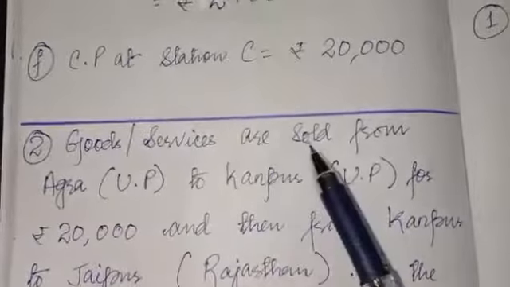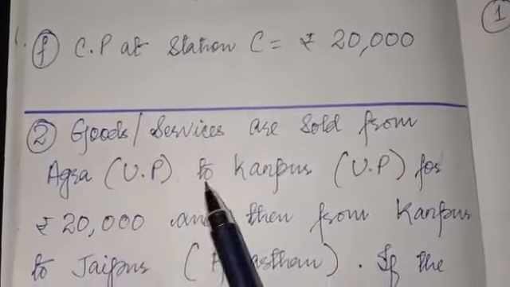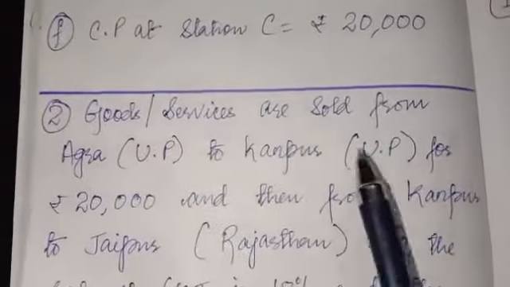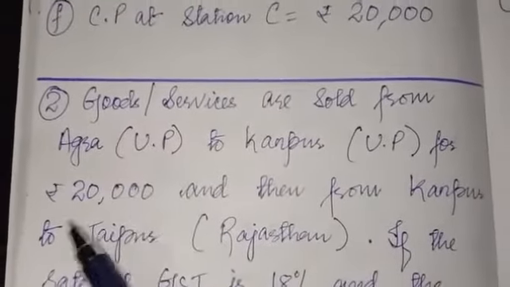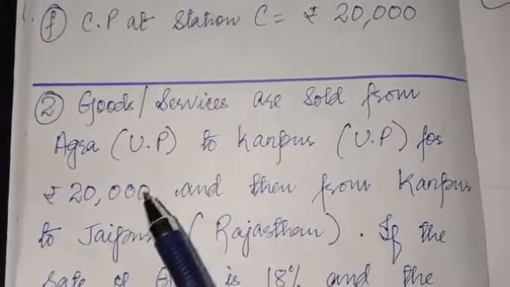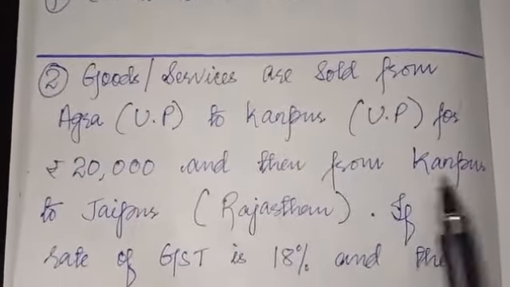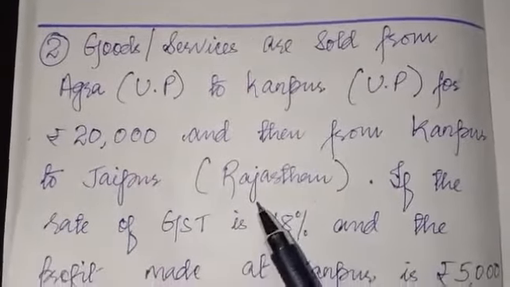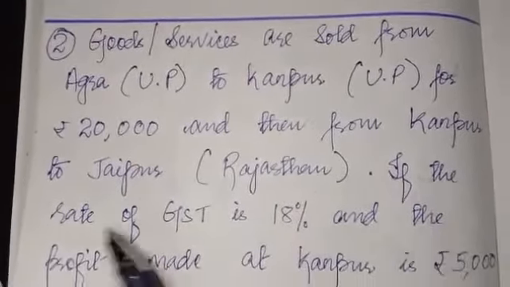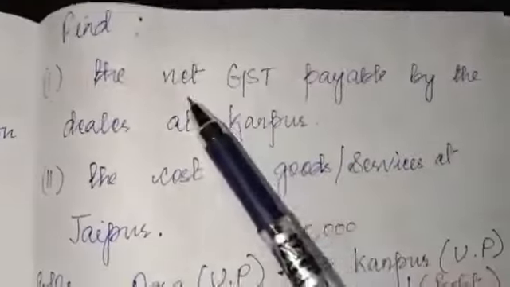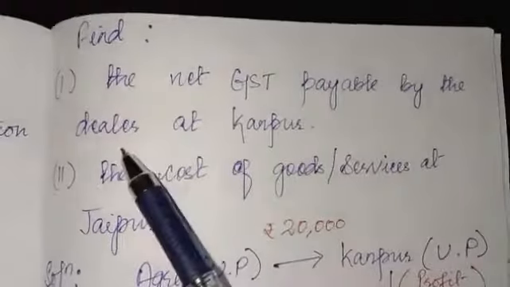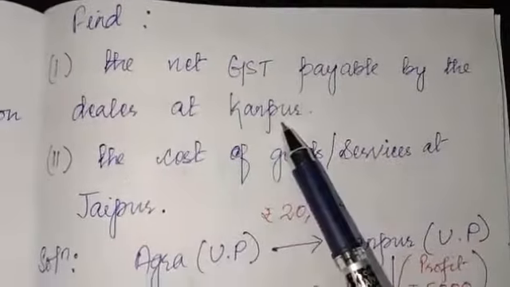Goods and services are sold from Agra, UP to Kanpur, UP. Both are in the same state, that means intrastate, for 20,000. So this is the selling price for Agra and the cost price for Kanpur. And then from Kanpur to Jaipur, Rajasthan, if the rate of GST is 18% and the profit made at Kanpur is 5,000. Find the net GST payable by the dealer at Kanpur. That is question 1. Question 2, the cost of goods and services at Jaipur.